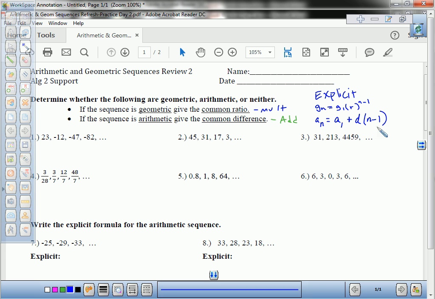Now, on the first six, I want you to just look at them and try to decide, are we multiplying by the same number every time? Are we adding by the same number every time? Because if you're multiplying, it's geometric, put a G. If you're adding, it's arithmetic, put an A. But if you can't find a pattern where you're adding or multiplying, then it's neither. So put an N. All right, so take a moment, look at 1 through 6. A for arithmetic, G for geometric, N for neither.